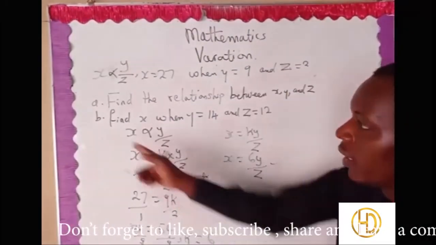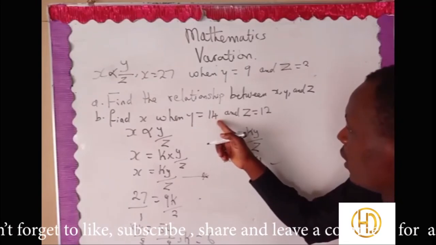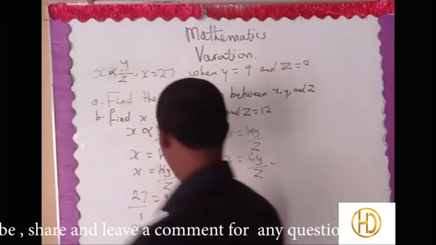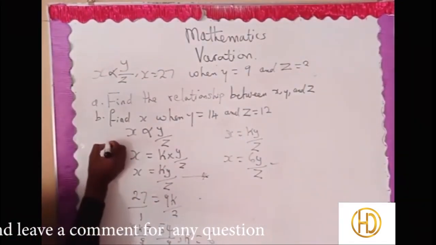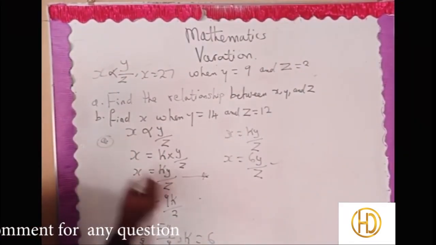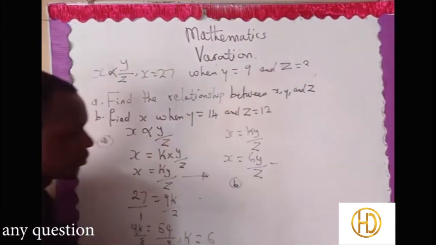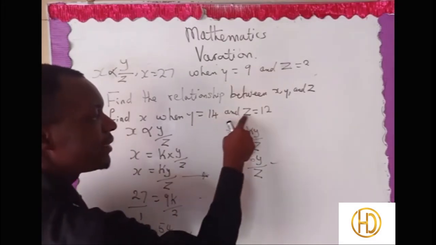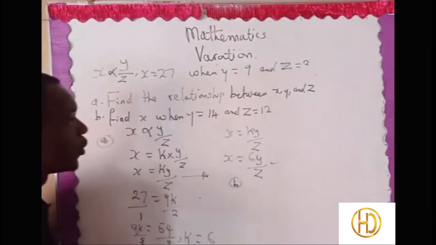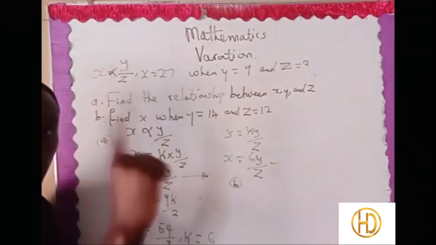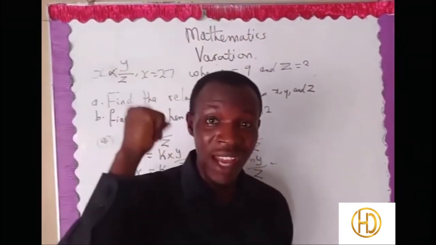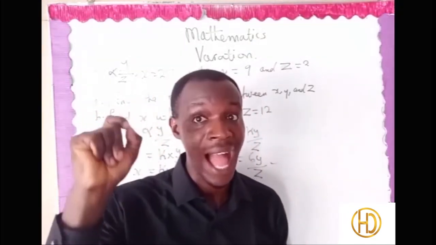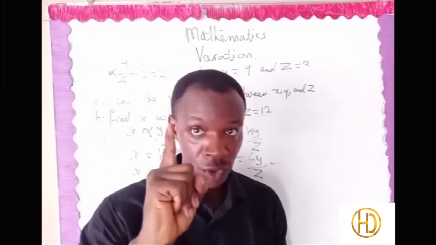Now the next question said find s when y equals 14 and z equals 12. Remember, this was the solution to a, so we're going for b now. B says find s when y equals 14 and z equals 12. In this case, remember, you always go to the formula. That is where everything starts from, the formula. So you should always get the formula, whether you are asked or not. Please ensure to get the formula.